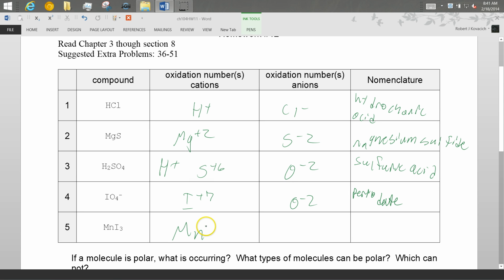Manganese with a +3 charge? You okay with that? And so the iodine has a charge of -1. And what's the name of this?